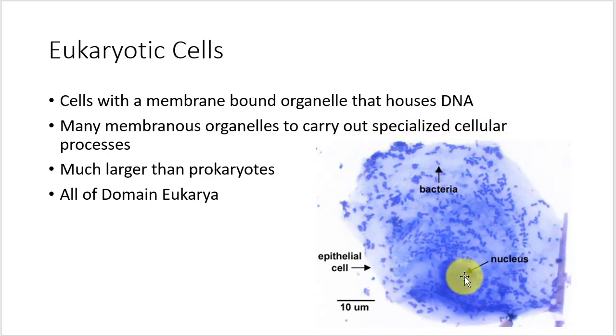This is the nucleus. And these tiny little dots right here, those are bacteria. So that's a prokaryotic cell. Okay, so just to give a sense of scale of the difference in the size of prokaryotic versus eukaryotic cells. All members of domain eukarya have eukaryotic cells, and archaea and bacteria domains have prokaryotic cells.